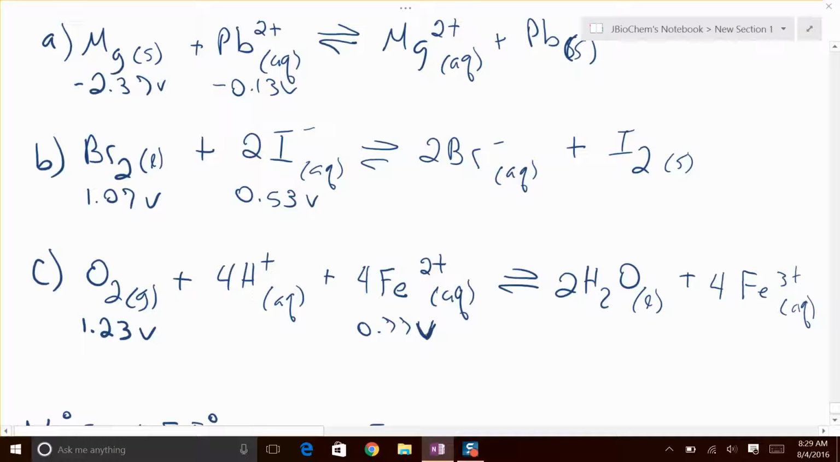Okay, and those are the reduction potentials for each of those things. There's three things here, but this H plus doesn't change oxidation state. It's not participating in the oxidation reduction of this. It's just the oxygen going from 0 to -2, and the iron from +2 to +3.